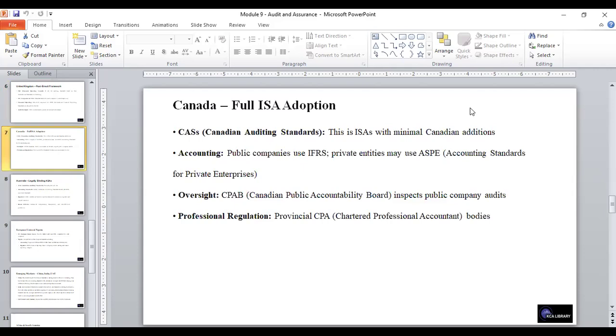For Canada, they are in full adoption of the International Standards on Auditing, and the Canadian auditing standards are the highest with minimal Canadian additions. For accounting, public companies use IFRS, while private entities may use the Accounting Standards for Private Enterprises. For oversight, the Canadian Public Accountability Board inspects public company audits, and the profession is regulated by the provincial chartered professional accountants bodies.